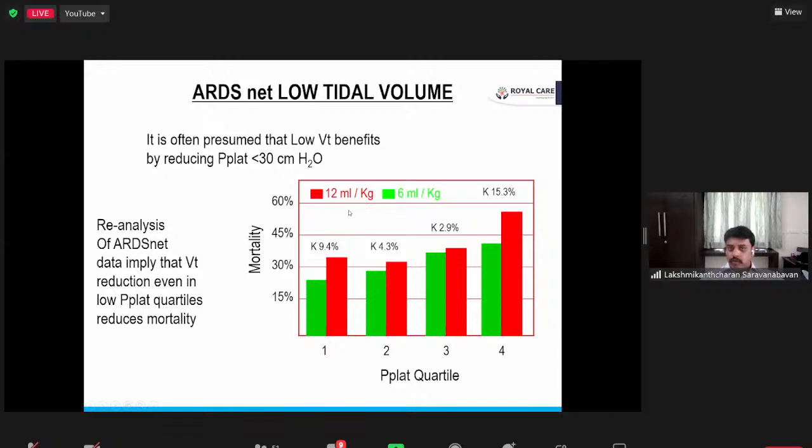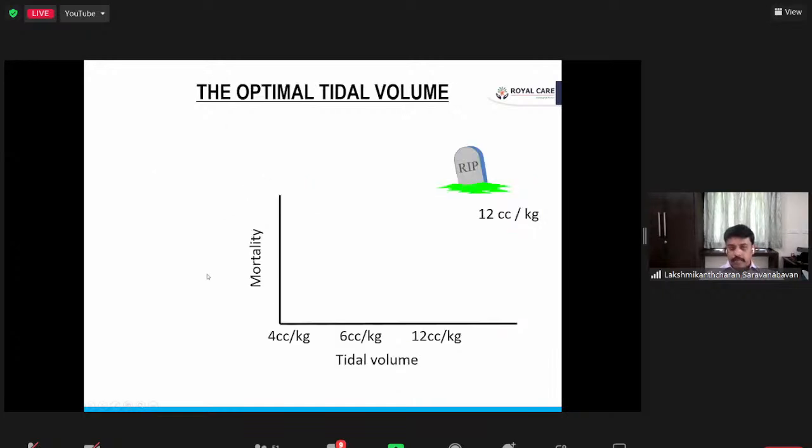So they clearly disproved that it is only the plateau pressure target which is important. Independently, a low tidal volume of 6 ml per kg is a factor that can reduce the mortality and increase the survival rate and discharge rate in a patient with ARDS, maybe along with the plateau pressure of less than 30.